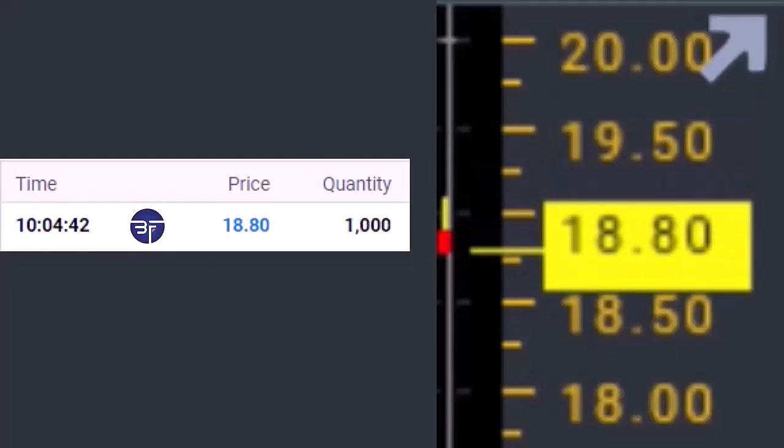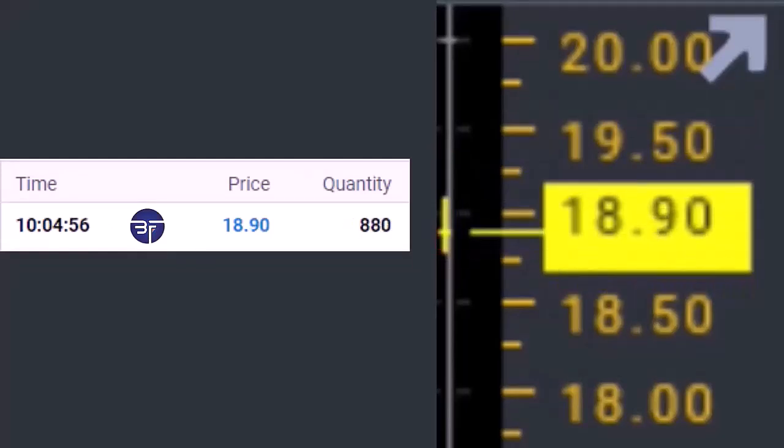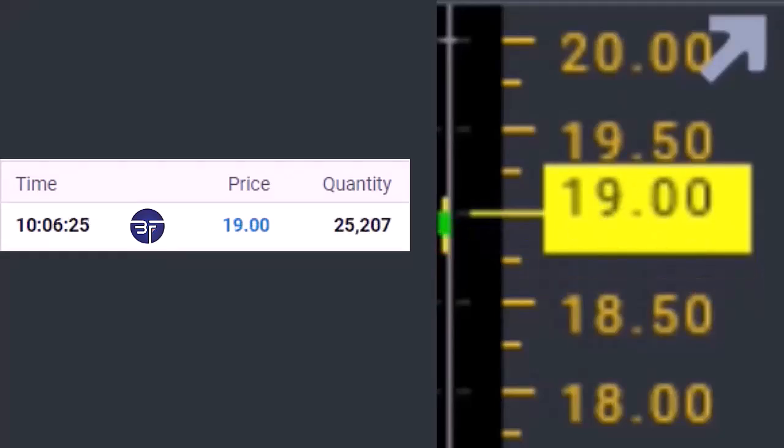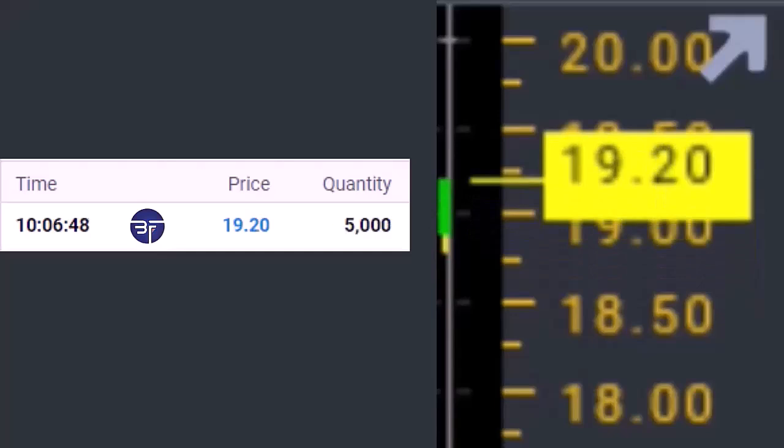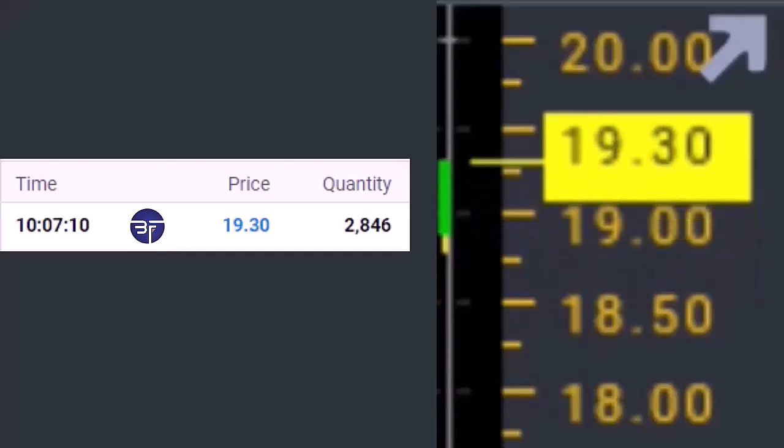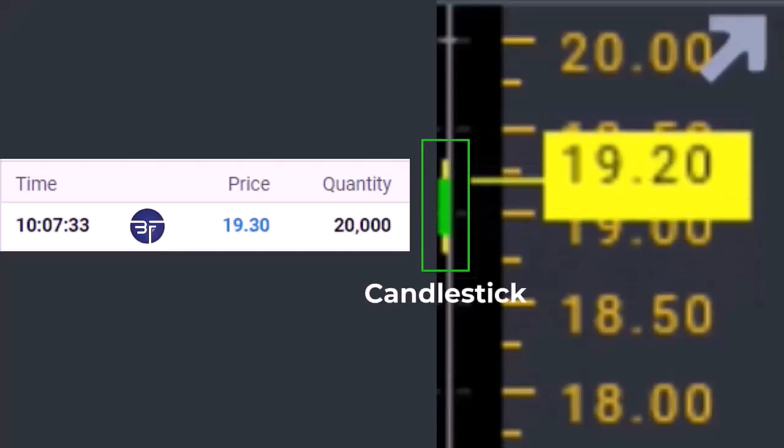Sell pressure causes the fall of the price, and buy pressure causes the rise of price. The more the buy pressure, the longer the green box is. In technical analysis, it is called a candlestick because it looks like a candle.